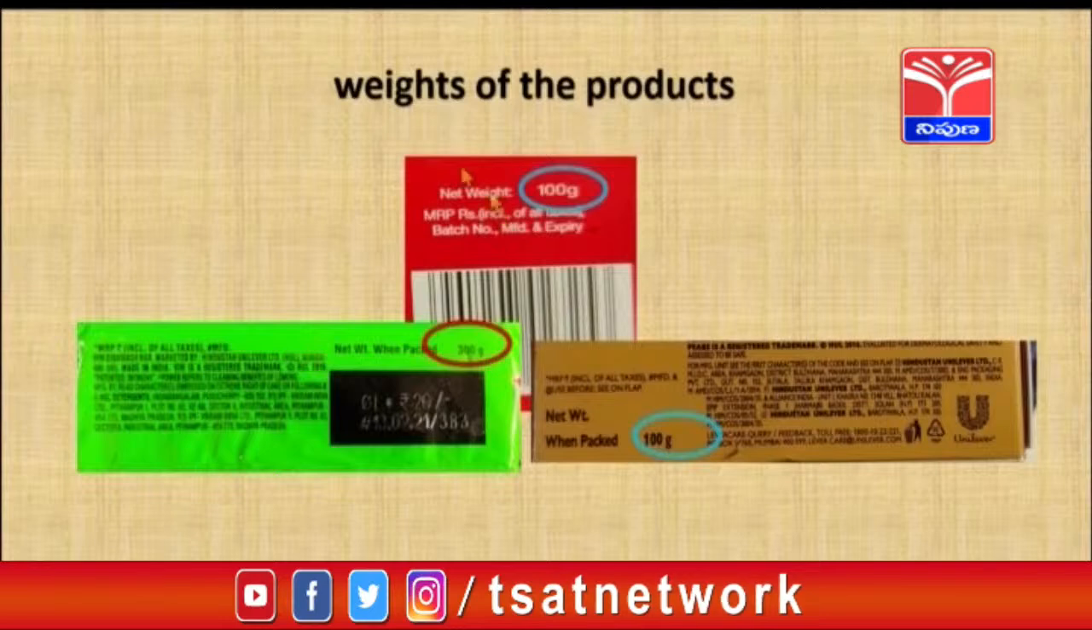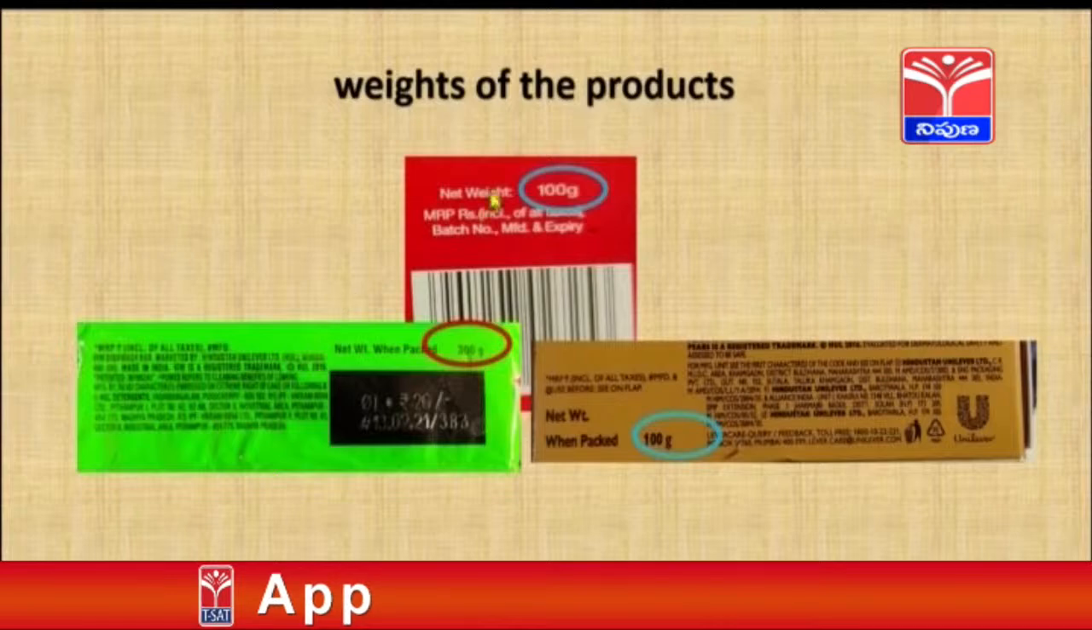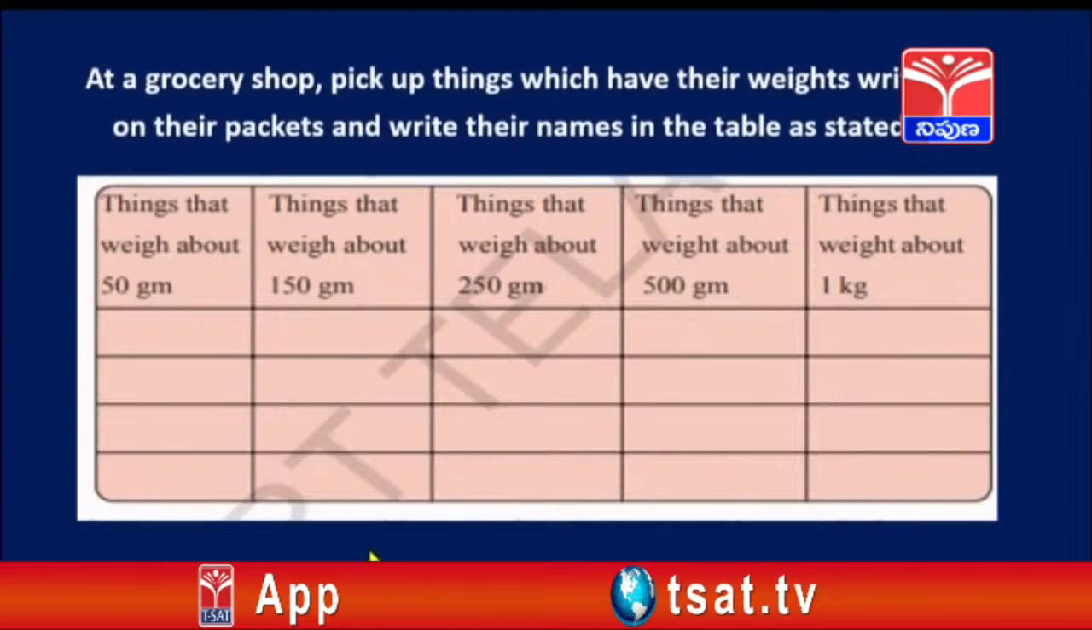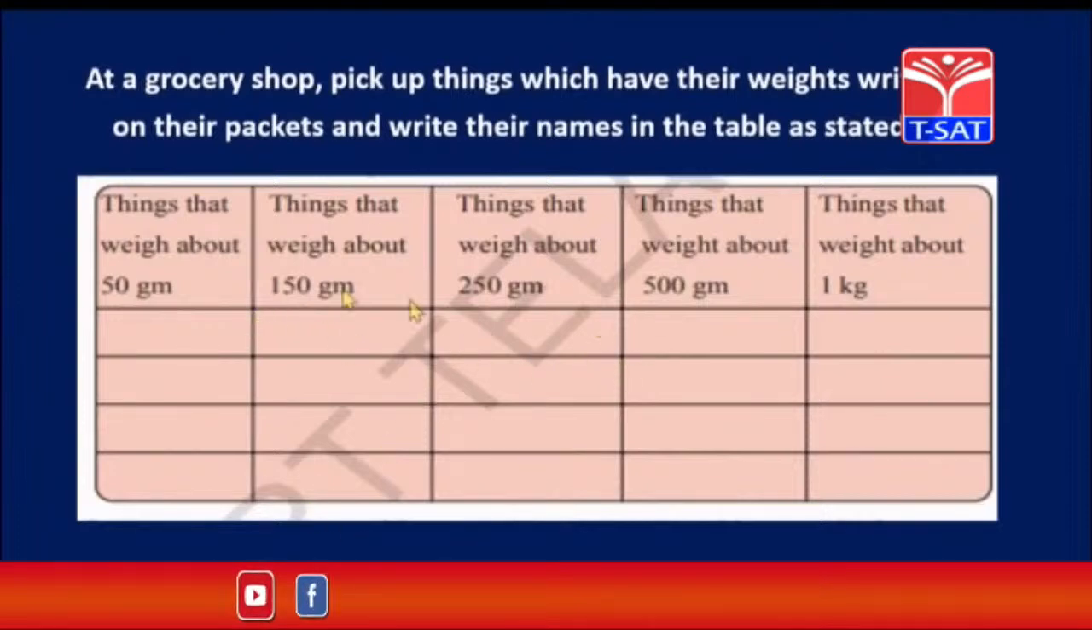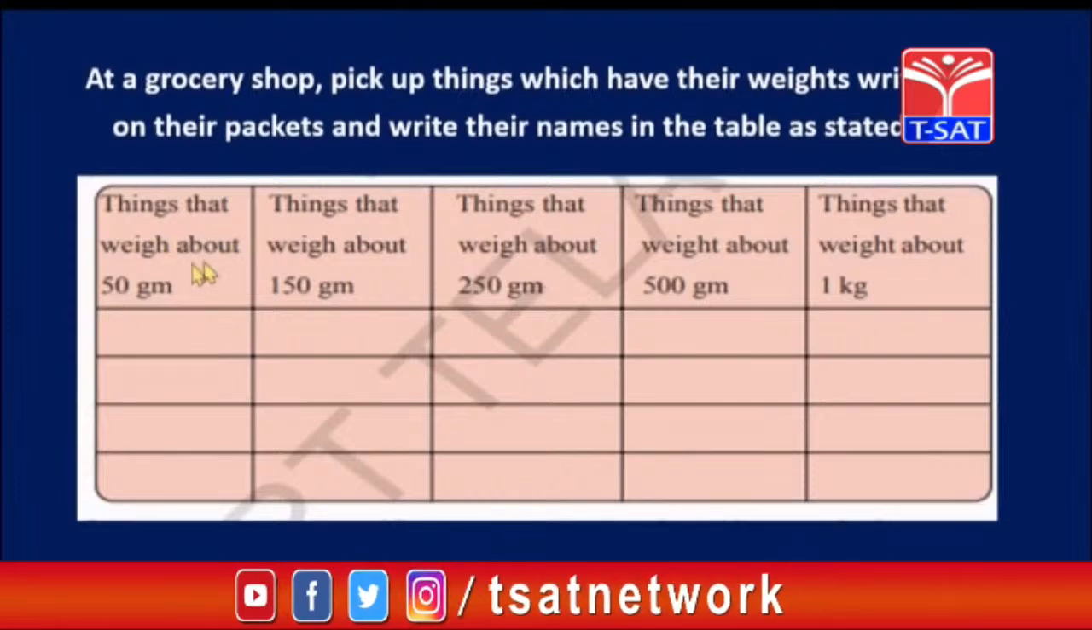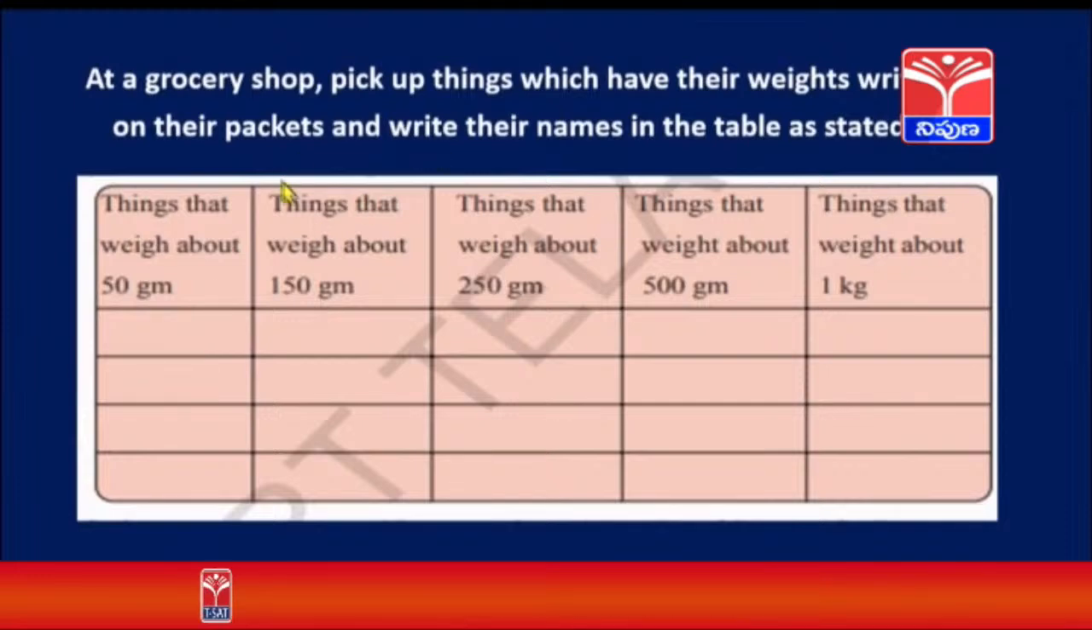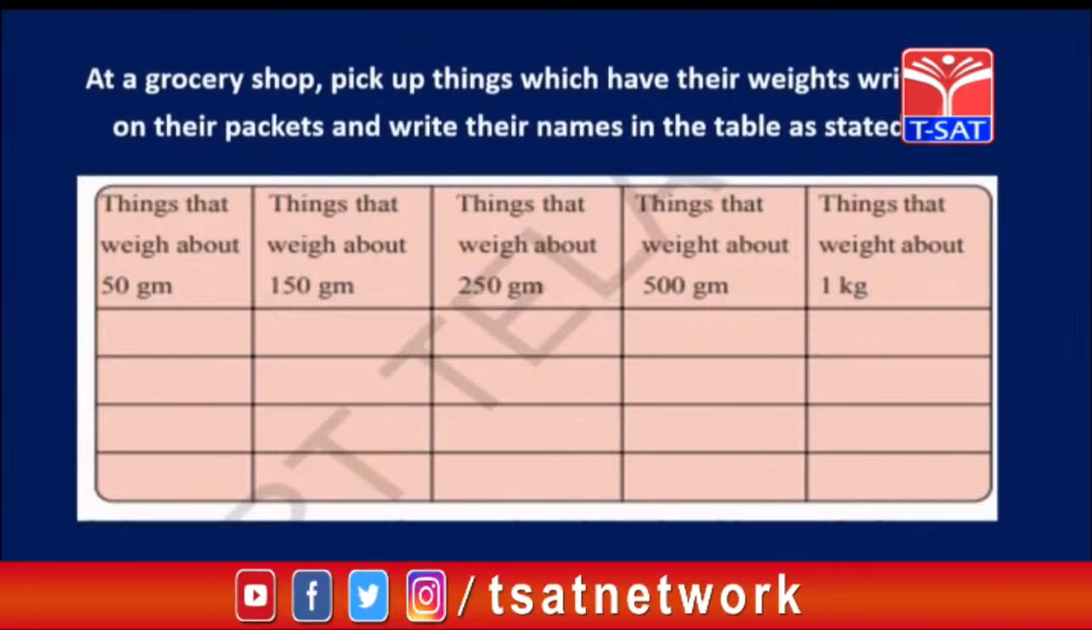Children, look at these packets. When we go to market, we buy many products. The weight is marked on the products in this way. Go to a grocery shop, look around there and try to find some products with these weights. Things that weigh about 50 grams, things that weigh about 150 grams, things that weigh about 250 grams, things that weigh about 500 grams and things that weigh about 1 kilogram. Children, try to know the names of those things and record them here.